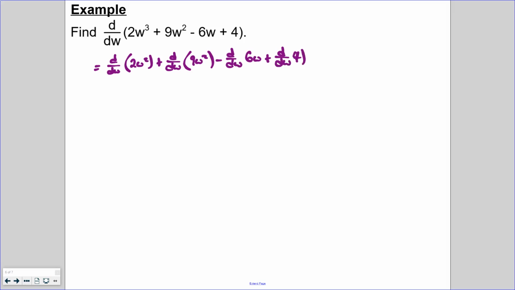Now we're just letting the writing catch up. There we go. All right, so we can go ahead and take the derivative of each individual term. Derivative of 2w squared is going to be... Oh, that's not a square. It should be a cubed. So let's come in here and make that look a little bit neater.